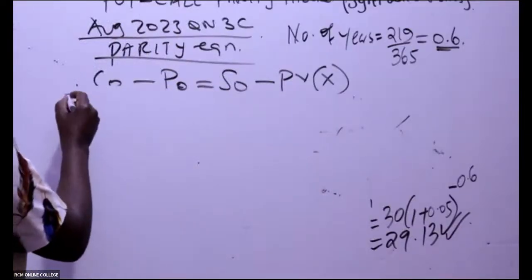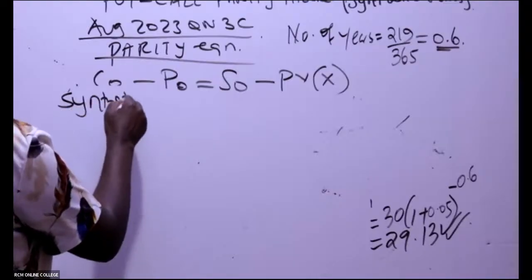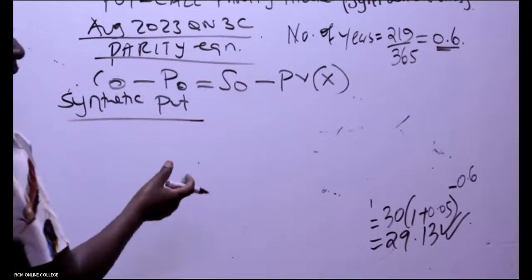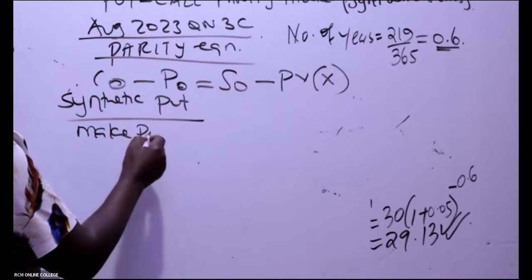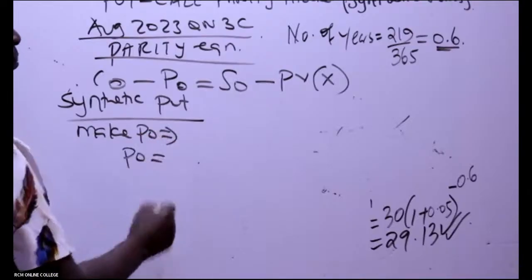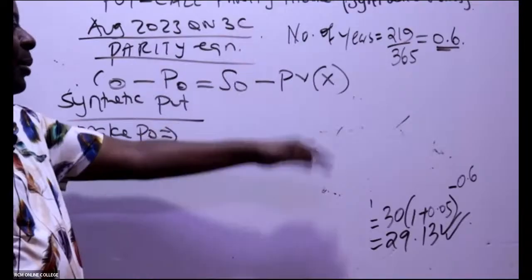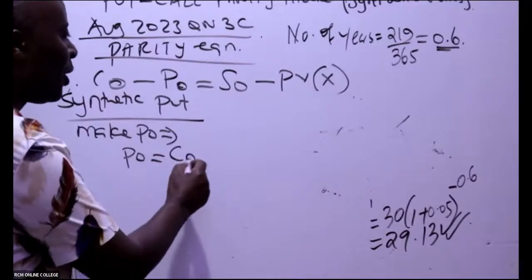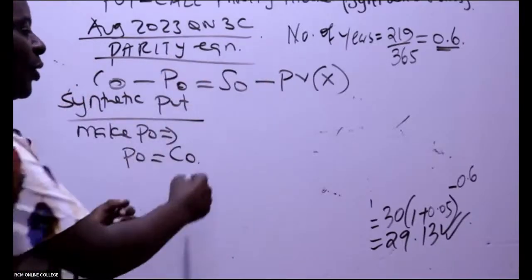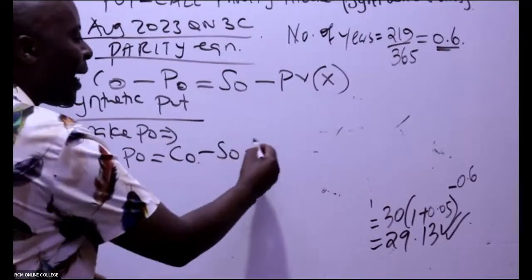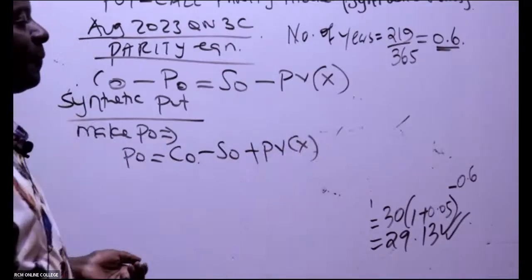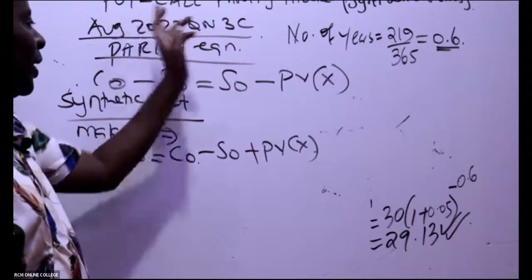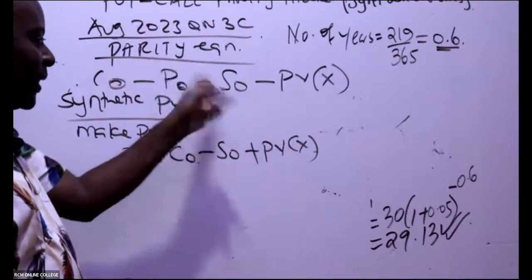All right. So in this case here, synthetic put. Make PO the subject from this. You must cram this, write it many times. So what I will do, ladies and gentlemen, I will take this PO to the other side. When it crosses over, it becomes positive. And then I leave this one here, CO. But now all the others here must cross over, right? So minus SO plus PV of X like that. Alternatively, I can take this to the other side, but remember this will be negative, so you must change the signs.